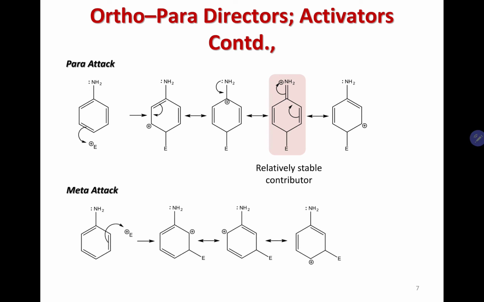Aniline is not a meta director. That means there should be something wrong with this attack, right? If you are attaching the incoming group to a meta position, there should be something wrong. As you can see, if you attach the electrophile into the meta position, you no longer get a stable resonance contributor. That means these resonance structures are not that stable. Since you are not getting a very stable contributor, meta attack is not possible. These are some extra details for you, and now you know for sure why ortho and para attack is favored for aniline and meta attack is not.